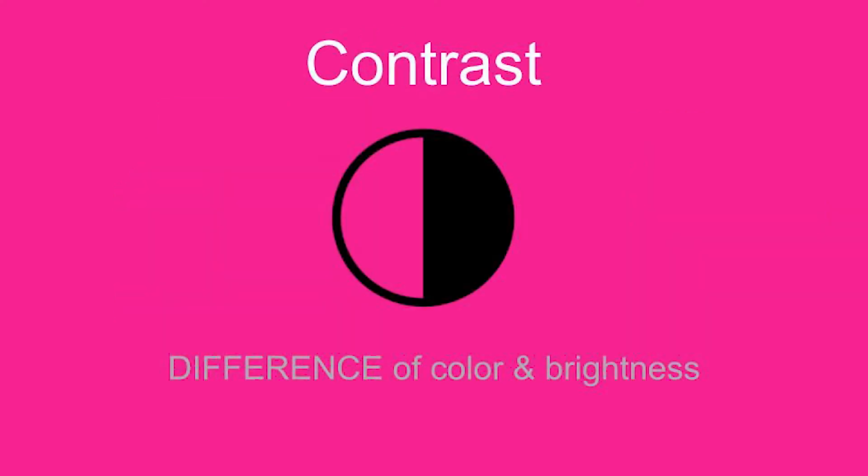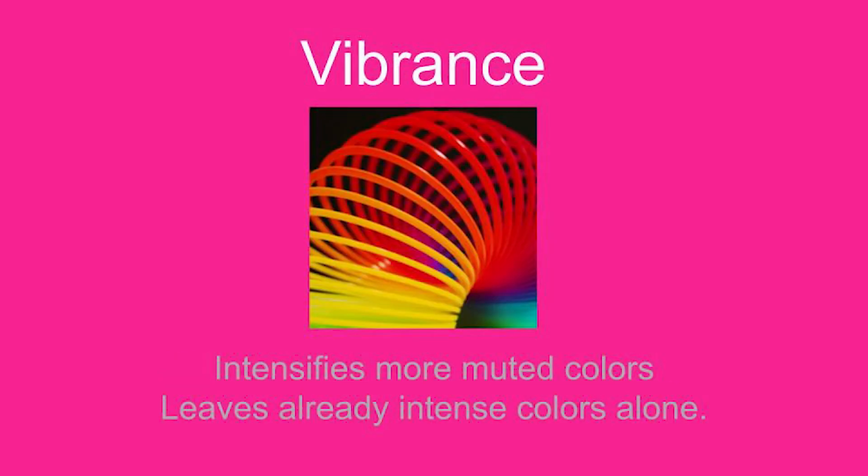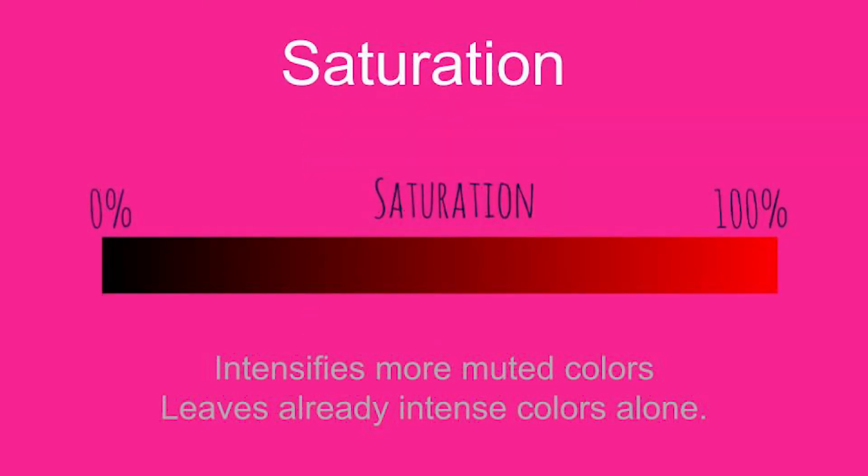Contrast is the difference of color and brightness in an image. Contrast is difference. When you see contrast, think difference. Vibrance intensifies more muted colors and leaves already intense colors the same. That leaves saturation. Saturation is the intensity of a color in an image. Think on a scale of 1 to 100 how intense your color is.